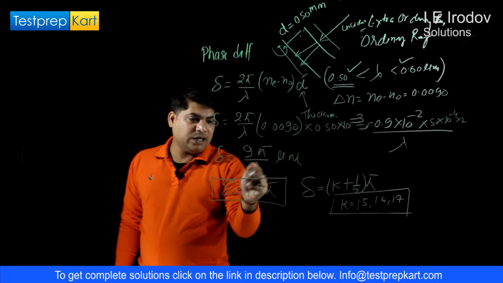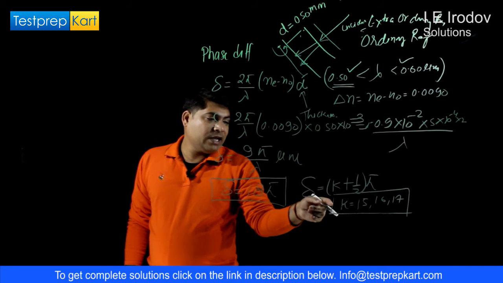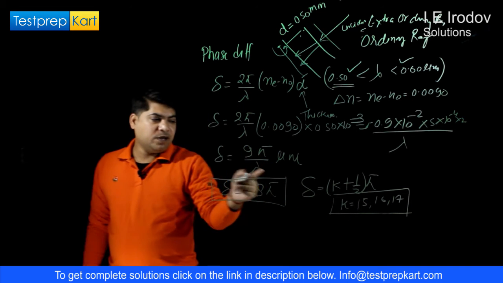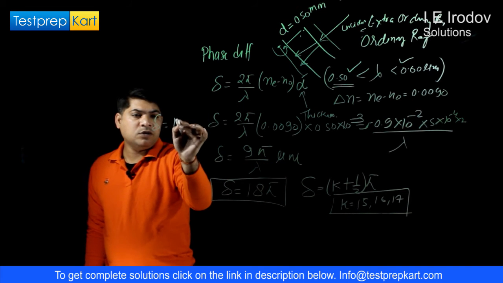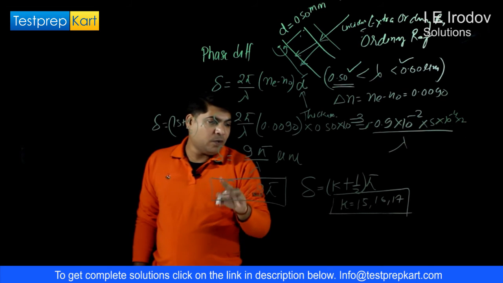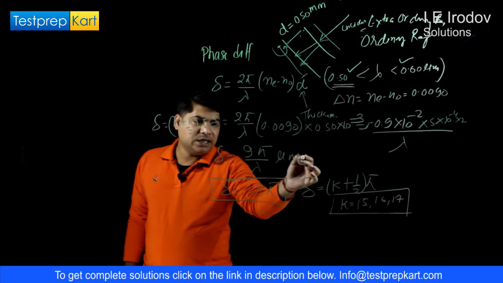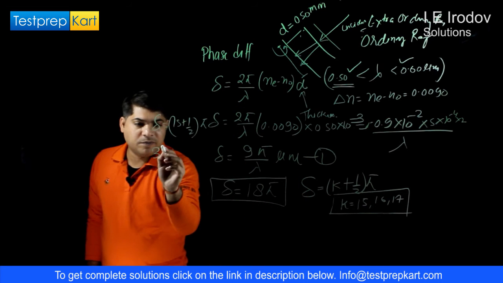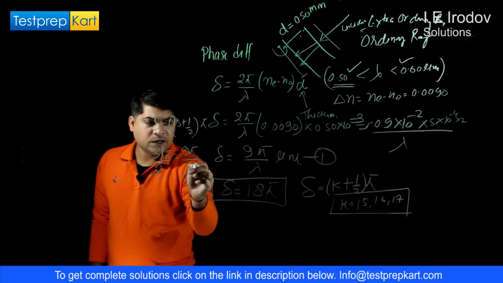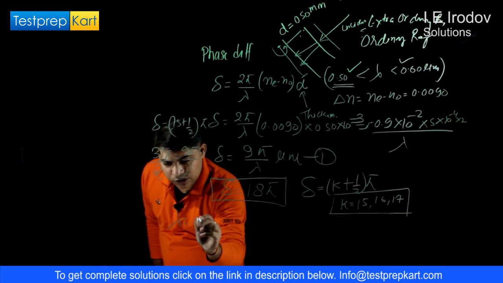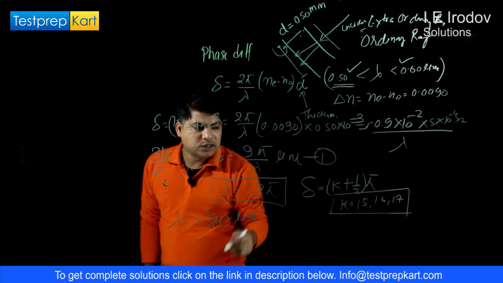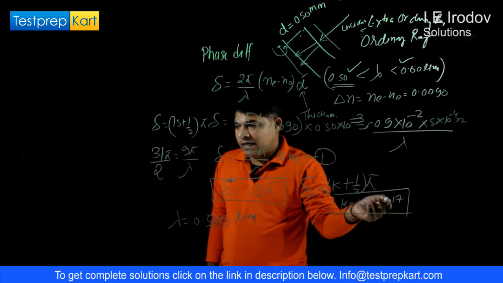Now we substitute one by one in this relation. First put k equals 15 and calculate delta. Then delta is equal to (15 plus 1/2) pi, that is 31 over 2 pi. Put this in the equation and calculate lambda. For 15 we get 31 over 2 pi equals 9 pi over lambda. From there we get lambda equals 0.54143 micrometer. Similarly, we can calculate for 16 and 17.